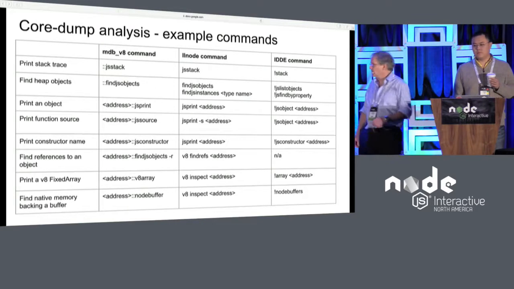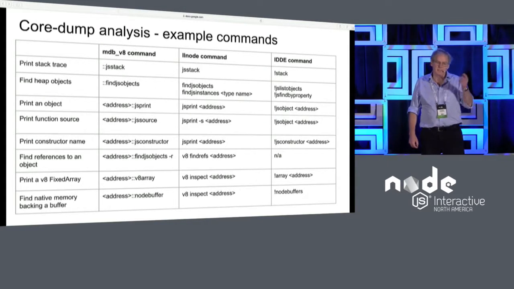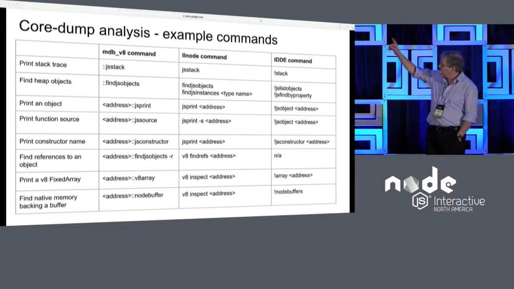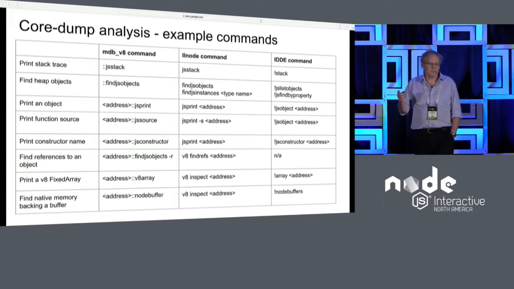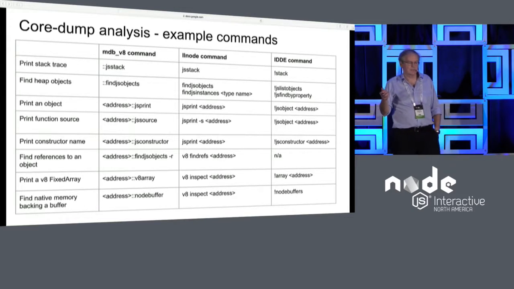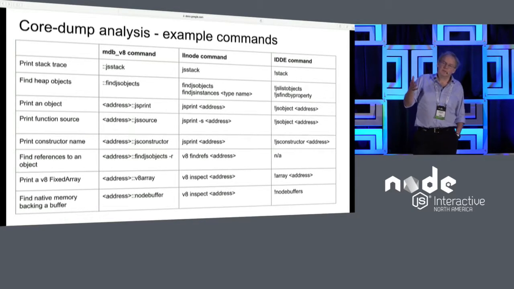So just to show you the commands you've got available with the LLDB debugger and the others. First column is the Joyent MDB debugger commands. Second column, the LLDB commands, which is the LLNode plugin. And the third column, an earlier tool that IBM have for their platforms called IDDE. So the key ones there, you've got JS stack to print the stack trace. That's usually, at least on the LLNode one, a mixed stack trace, which shows you the native frames and the JavaScript frames when the core dump was taken.